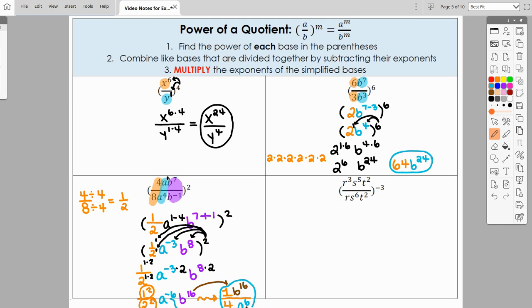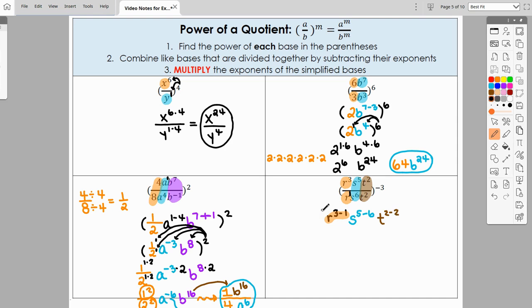Last example, same thing. You want to simplify what's inside first. So I see that I have like bases of r. Subtracting the exponents on those bases, it will be r 3 minus 1. That's the exponents, top to bottom subtracted. Next base is the letter s. Simplify the inside first here. Letter s will be 5 minus 6. Again, subtract the top exponent from the bottom. Last bases that are the same are t. I can subtract the exponents on the same bases.